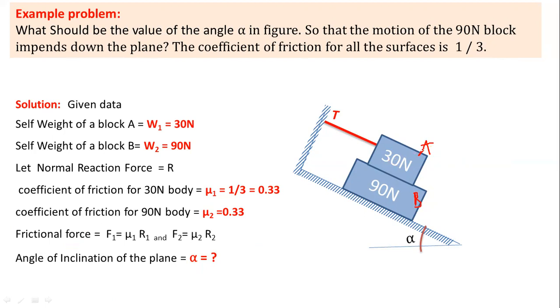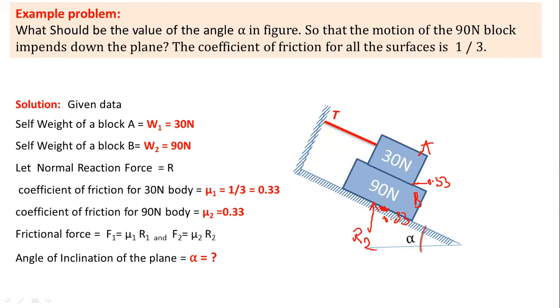The self weight of block A is 30 newtons and the self weight of block B is 90 newtons. Now, the coefficient of friction between block A and B is 0.33, that is mu1, and the coefficient of friction between the 90 newton block and this inclined plane is 0.33.